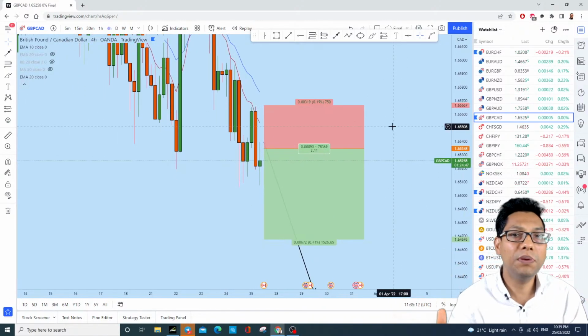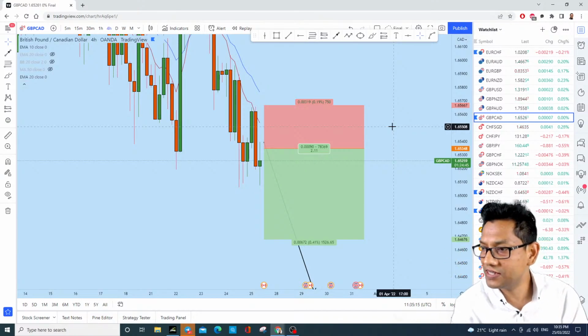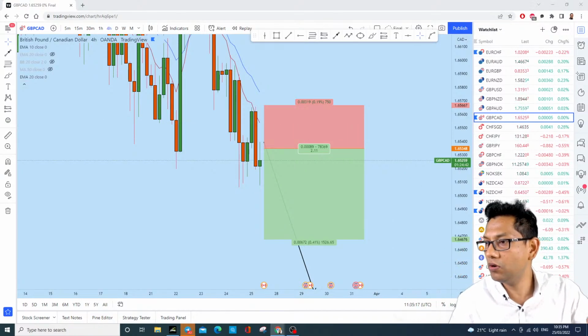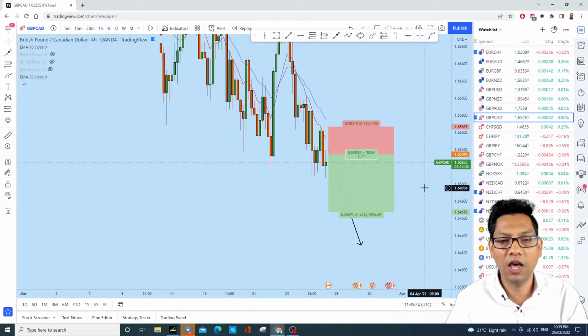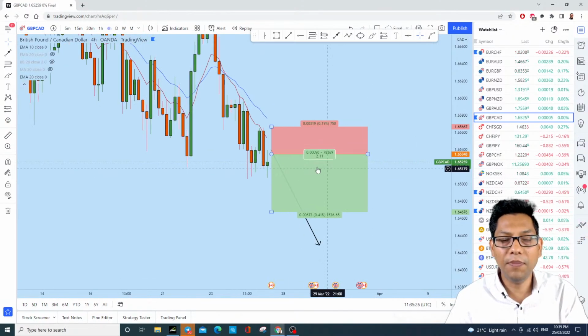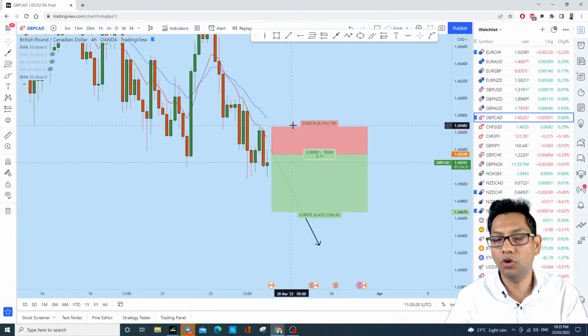Look, all GBP pairs will behave in the same way. GBP JPY, I'll go through all of them. Just stay patient and stay with this. We'll learn everything. So now let me explain why I took this trade on GBP CAD.